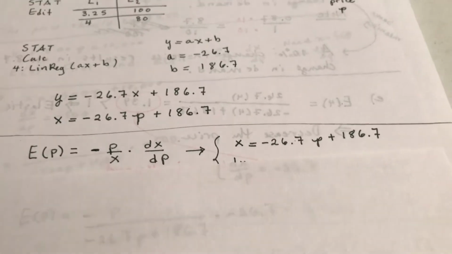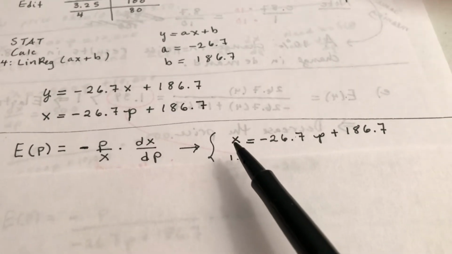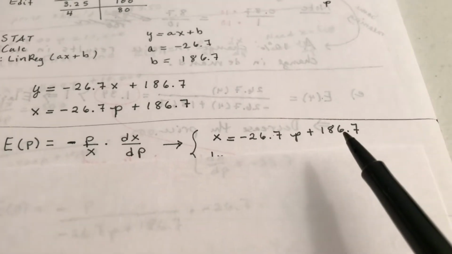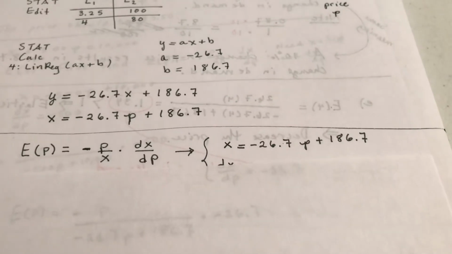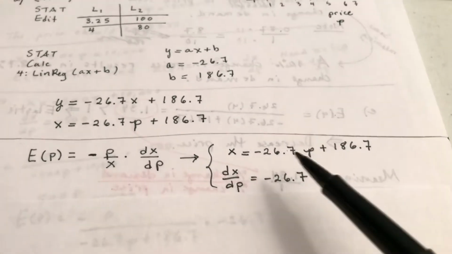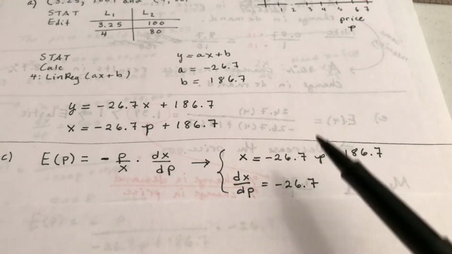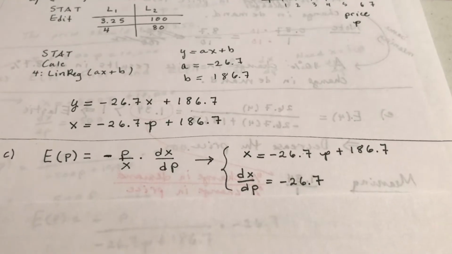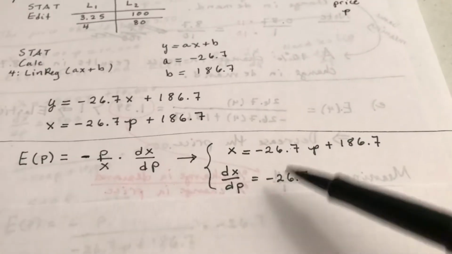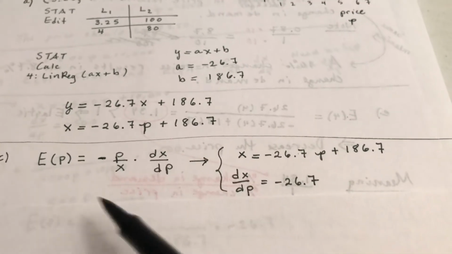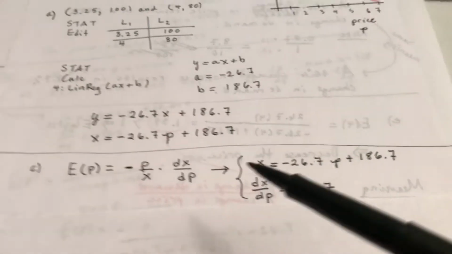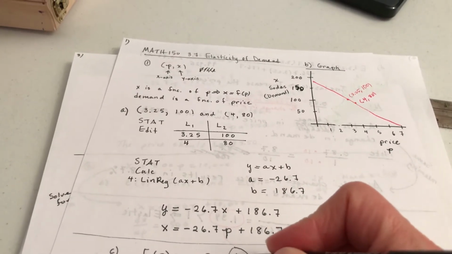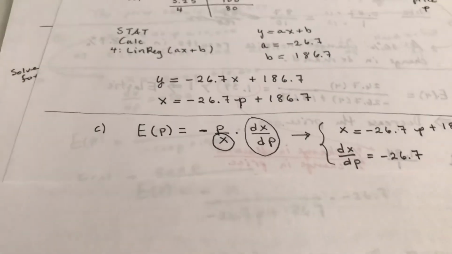And let's take the derivative of that. So we want to take the derivative of X with respect to P. Now it's been a while. It's been a whole spring break since we've done that. Do you know what the derivative is? The derivative is negative 26.7. So the derivative of this in front of the P, you just put down that. That's the slope. And the derivative of 186.7 is 0. So now we have everything we need to substitute into here to make everything in terms of P. So we are going to substitute in dx dp and the X so that everything is in terms of P.